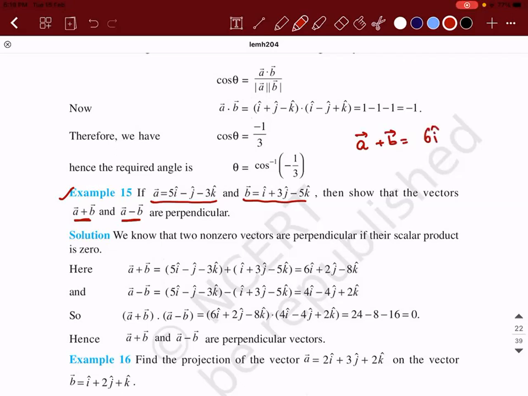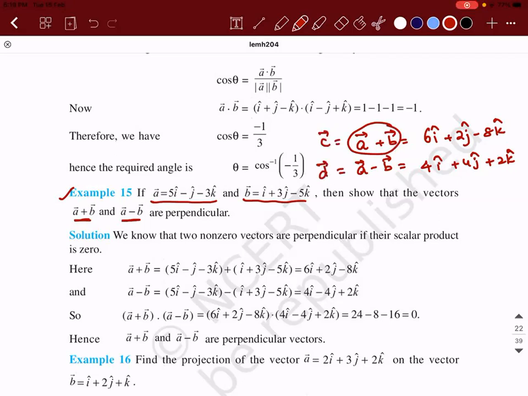It is 6i cap plus 2j cap minus 8k cap. So what is A vector minus B vector? It is 4i cap plus 4j cap minus 2k cap. Sorry, plus 2k cap. Right. So this I call C vector and this I call D vector.